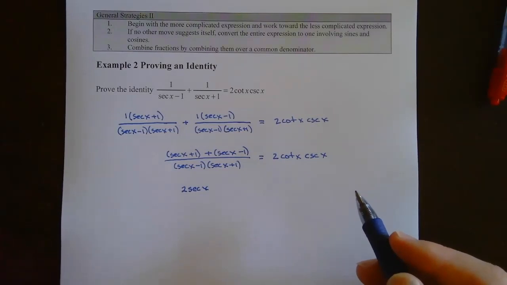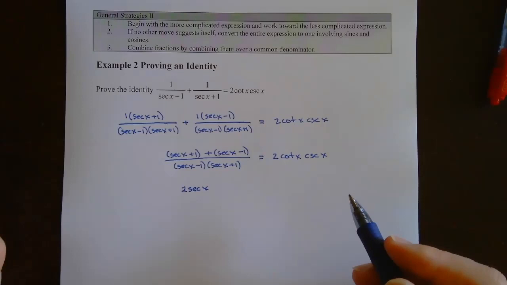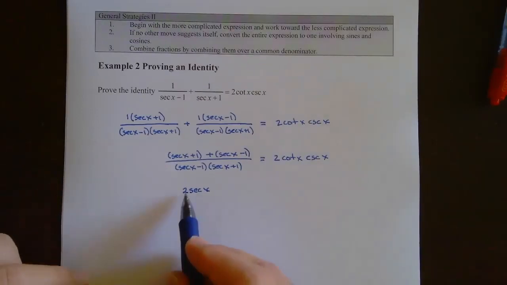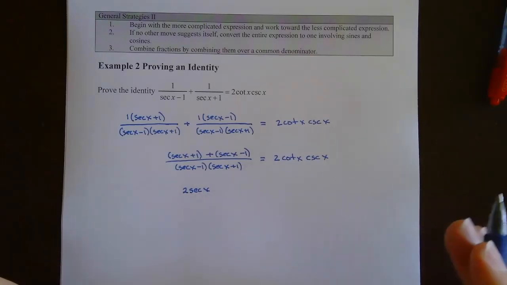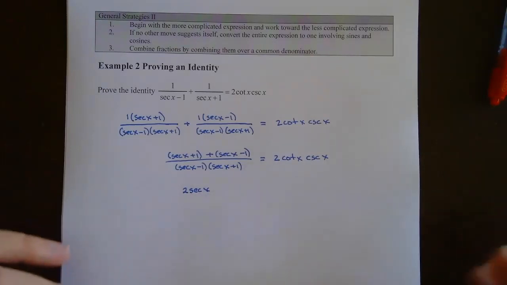Now, I'm going to tell you something. There's something here that's telling you you're on the right track. We are on the right track. Here's what it is. We just got a 2. And you see over here we have a 2. So that's telling you that you're on the right track.